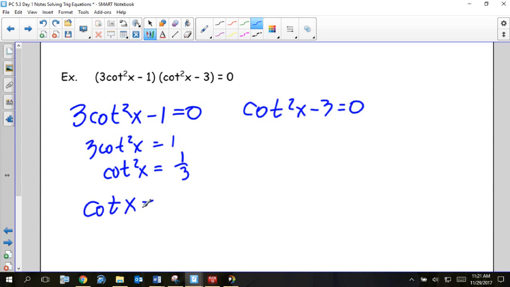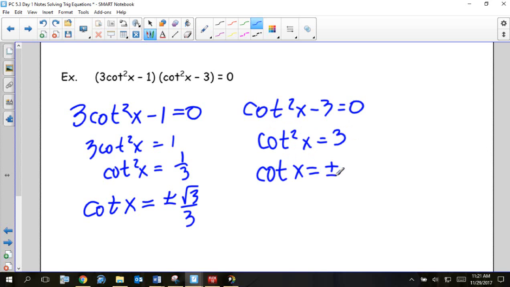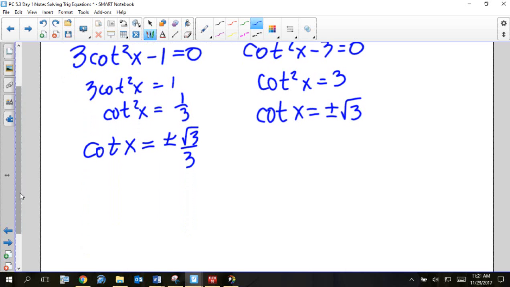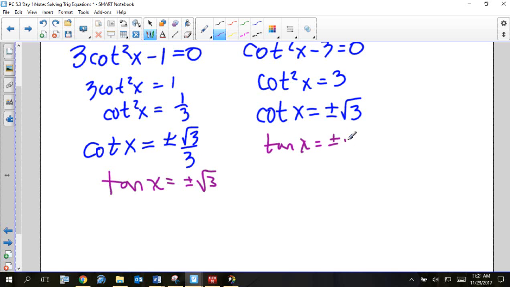squared, and I'm going to get cotangent x equals plus minus radical 3 over 3. On the other side, the square root, I'm going to get cotangent x equals plus minus radical 3. And let's say I don't have my cotangents memorized. If I want to think about them as tangents, then I can just reciprocate the cotangent. Questions so far?